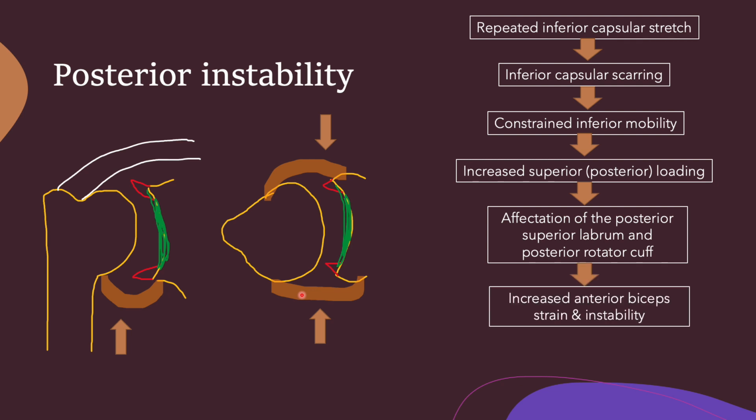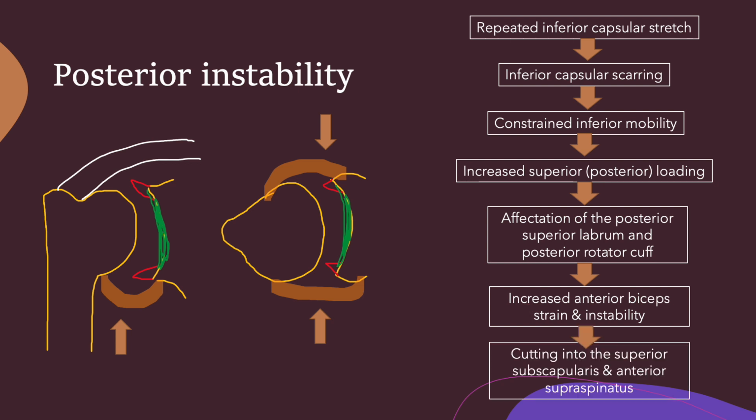spectrum of similar conditions. Now what happens is, as you keep loading that posterior compartment, it starts to get angry and pushes the humeral head forwards. Now, as it's pushing the humeral head forwards, the biceps in the front gets angry. So you get bicep strain and instability. As you get loading, the biceps flattens. It becomes like a little knife edge because it's flattened, and it starts to cut into the superior subscapularis and the anterior supraspinatus, producing tears there.